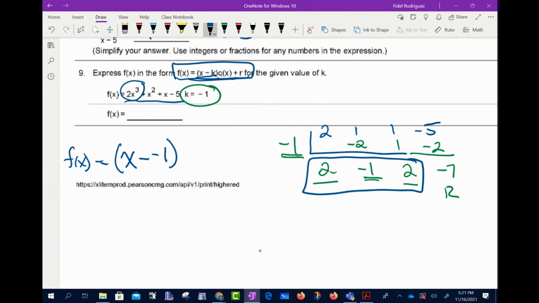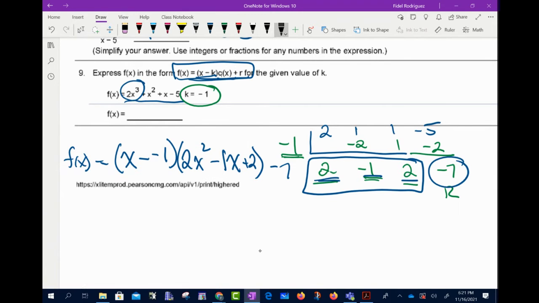Remember what we used to have? We used to have an x to the third. Because we divided by an x, we reduced it by 1 power. That's telling me this number here is the number in front of my x squared, this number is in front of my x, and this number is my constant term, plus the remainder. My remainder in this case is a -7, so I'm just going to put a -7 after that. I want to make sure it doesn't look like it's all part of the same thing. There we go.